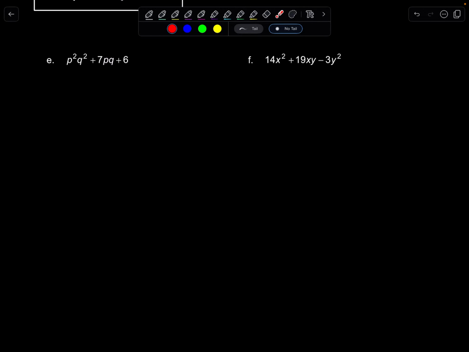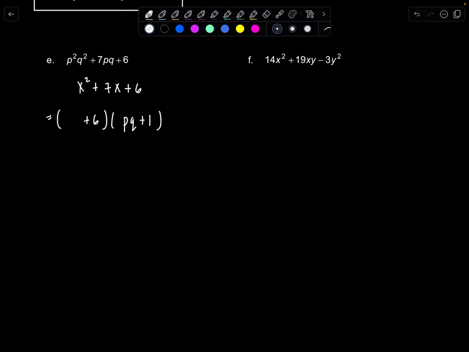P squared Q squared plus 7PQ plus 6. Don't get freaked out with the PQ. If you want, think of it like x squared plus 7x plus 6, and then replace the x's with PQ, you're fine. This one's straightforward. It's just going to be plus 6 and plus 1, and you just have PQ for both of those leading terms there. Okay? Good.